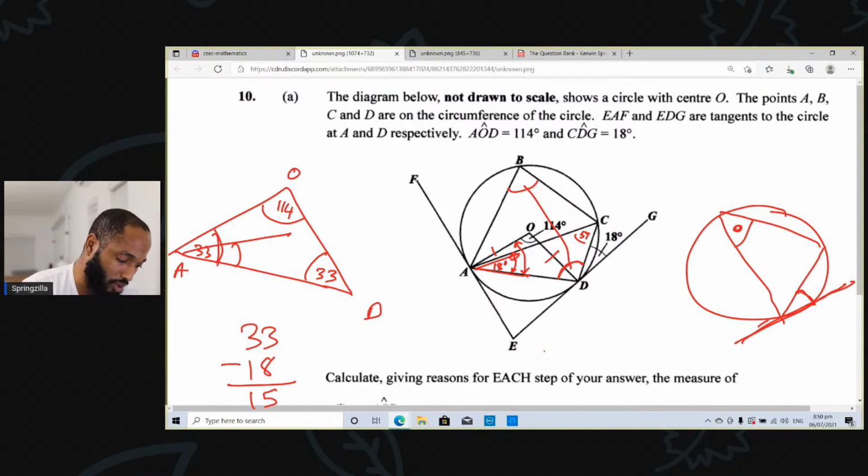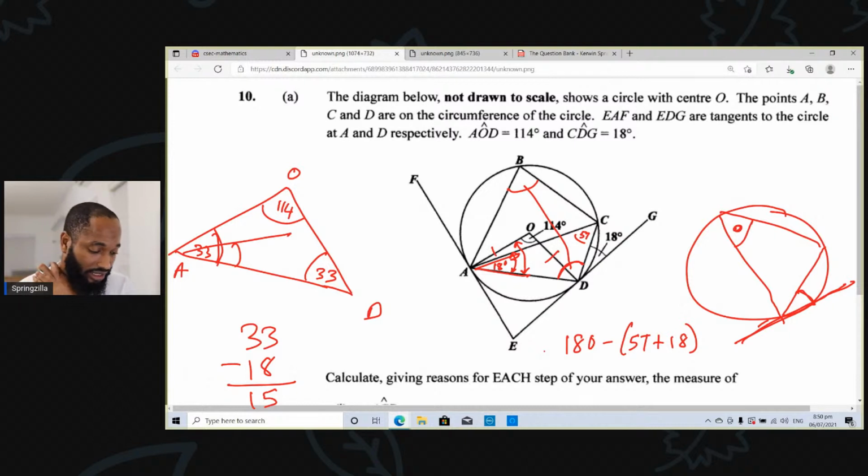So you put 180 minus 57 plus 18. You get whatever that is. 75, 105. This is 105. So 105, and then that makes this 75. Because we just find what this is by adding up this and this, subtracting it from 180, the triangle.